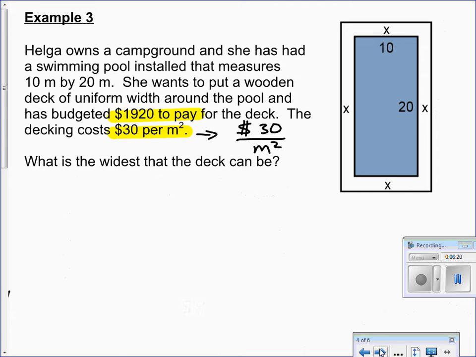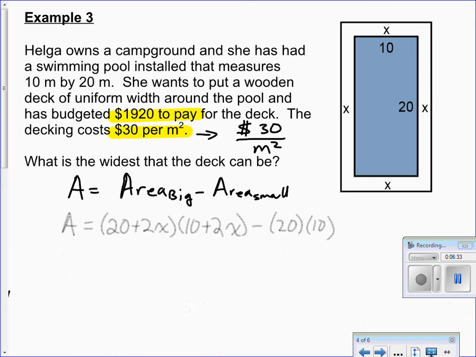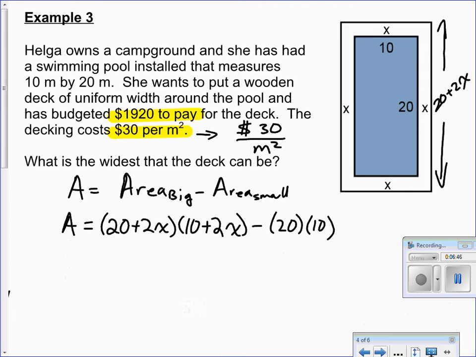she can pay. So first of all, we need to calculate the area that's used for our walkabout area. So we're actually going to take the area of the big square and subtract the area of the small square. If you think about it, the reason why we have 20 plus 2x and 10 plus 2x is because the width of this side is x plus 20 plus x. So you end up with 20 plus 2x. And the same can be said about the width of our bigger square, which is 10 plus 2x.